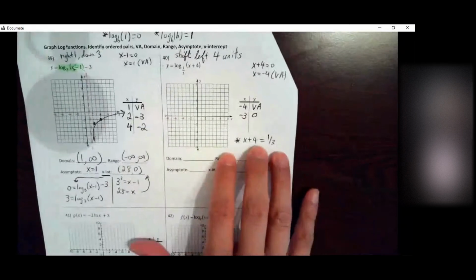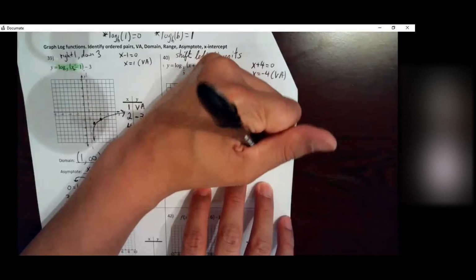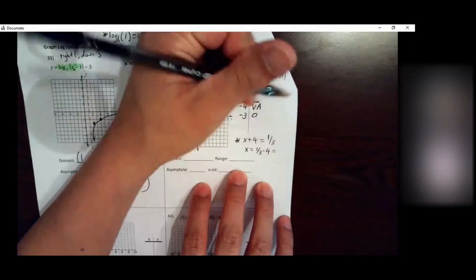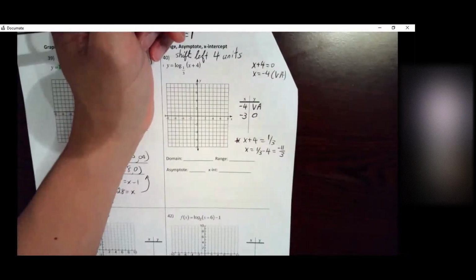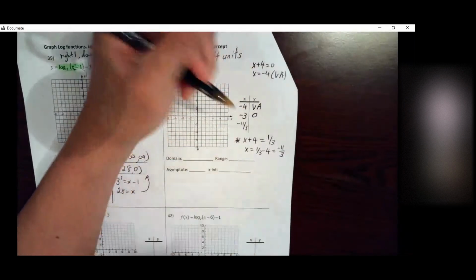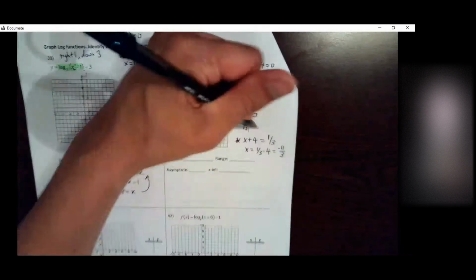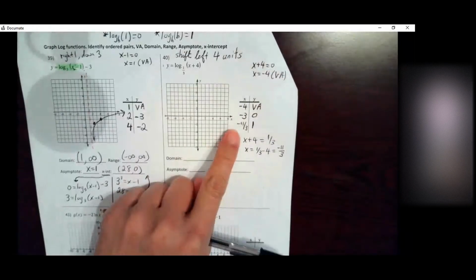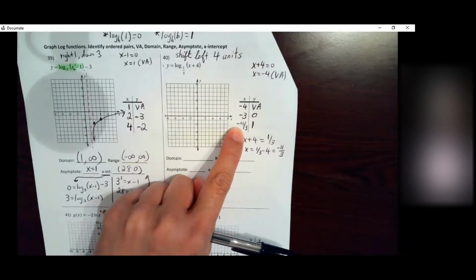Let's put this down here and make the calculator do the work for us. x plus 4 equals 1/3. Subtract 4 from both sides. So 1/3 minus 4, x equals -11/3, which is around -3, close to -3. Yes. -3, -4.